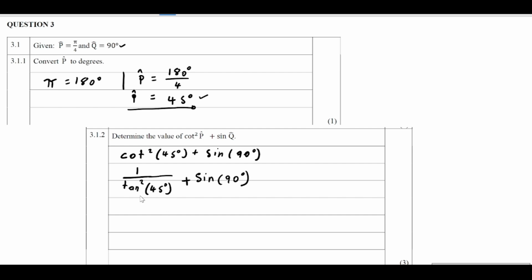1 divided by tan squared of 45 is going to give us 1, plus the sine of 90 degrees is 1, and then this one here is going to give us 2. But you can simply just put the whole thing into your calculator and go straight to the final answer there, 2. Very much important that you remember to write the reciprocal of cot. Cot squared is 1 over tangent squared, because you cannot put cot in your calculator. It's not there. All right, moving along, that was 3.1.1.